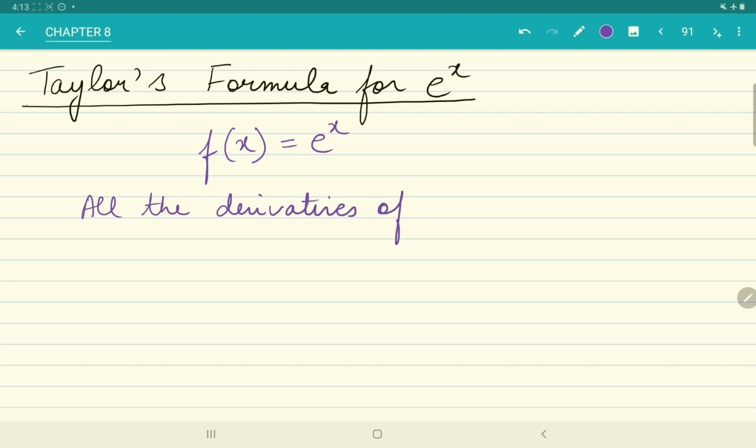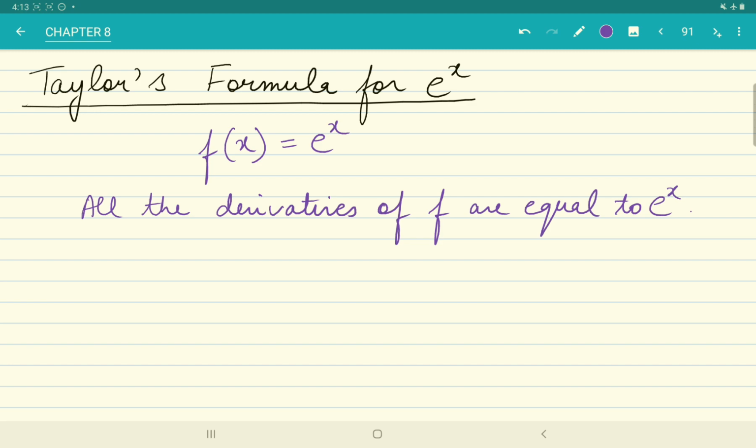That means I can say that all the derivatives of f are equal to e raised to the power x. That means the fourth derivative, the fifth derivative, and in fact I can say the kth derivative, that is also equal to e raised to the power x. And in each of these derivatives, if we put x as 0, the value will turn out to be 1.